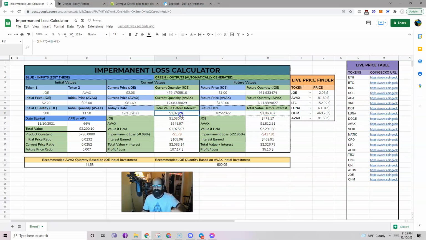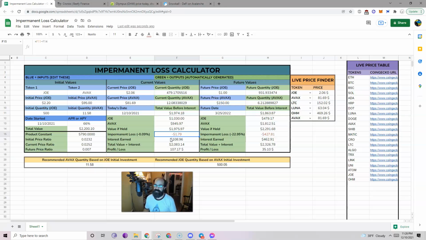So, boom. Now you can see your values of Joe, your values of AVAX. If you want, you can compare them to the initial quantity. But here's the value if held, which is 1975. So you incurred a $1.79 impermanent loss. So if you just held, you would have had $1.79 more than if you just pooled with no interest.